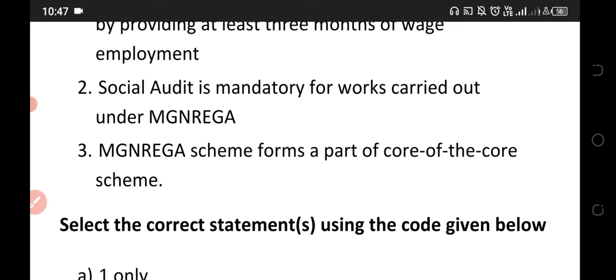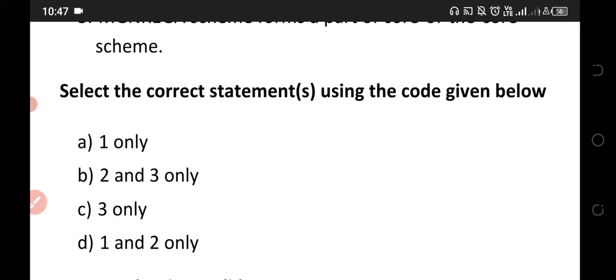Which are correct? First statement absolutely incorrect. दूसरा सही है. तीसरा के बारे में बताइए आप. तो दो और तीन सही है.